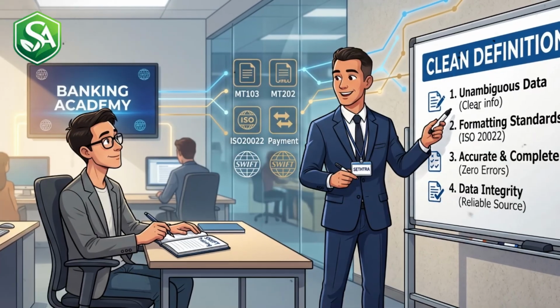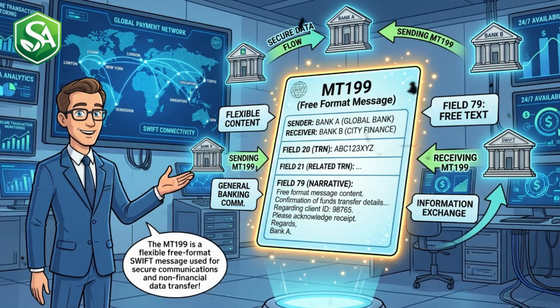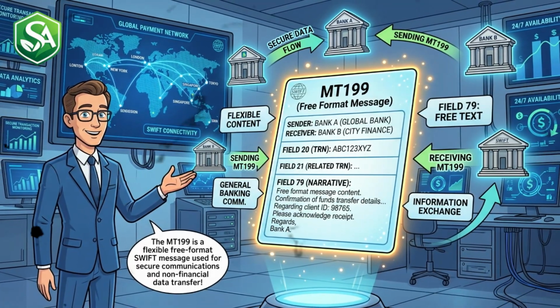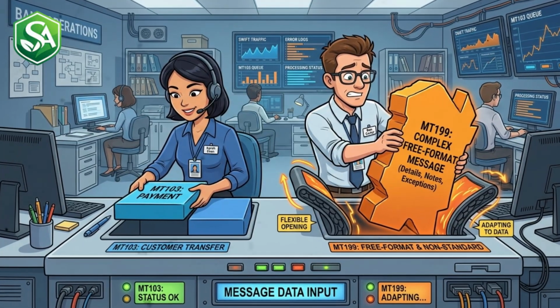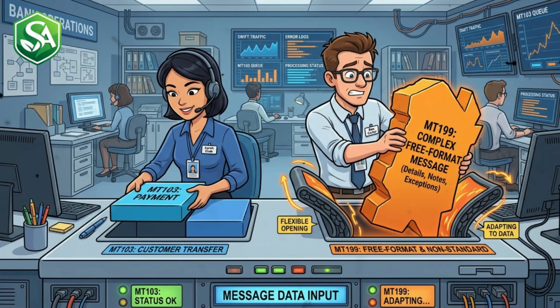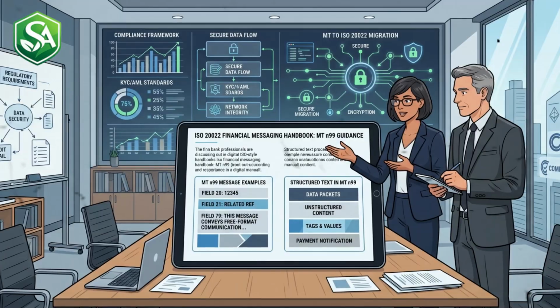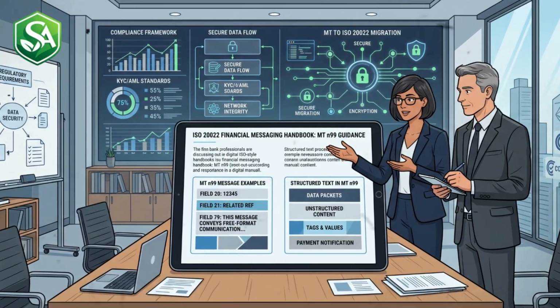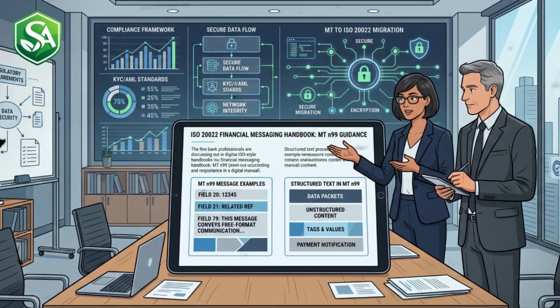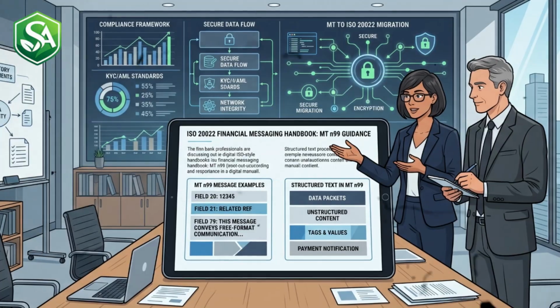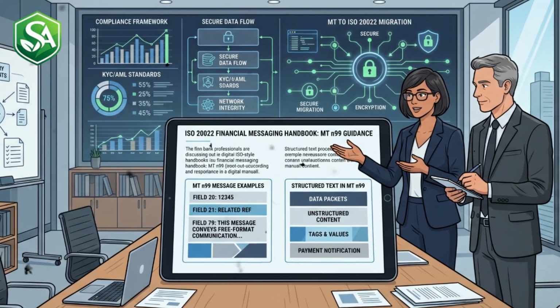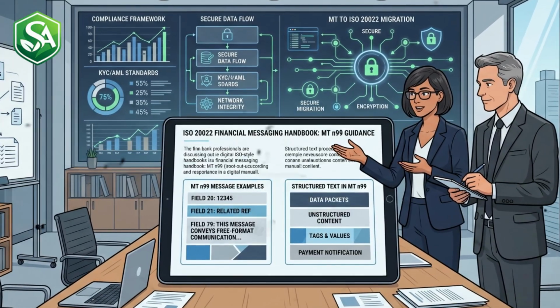Now let's begin with the cleanest definition. MT199 is a free-format SWIFT message. That means banks use it when they need to send information that does not fit neatly into another specific message type. The ISO 15022 User Handbook describes MT199 free-format messages as messages used by financial institutions to send or receive information when another message type is not applicable.